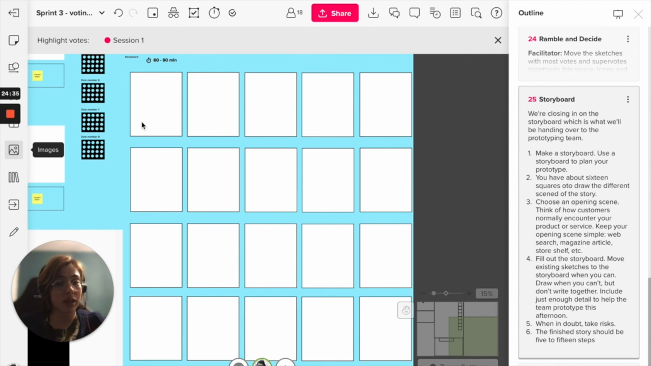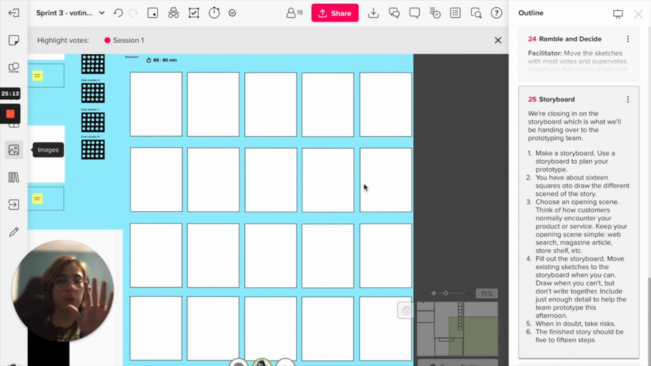Again, if you decide to rumble and you have 2 or 3 ideas, then you need to make a storyboard for each of those solutions. If you merge, then you will have only one solution and one storyboard. So this activity is the one that is going to take you most of your time. It is between 60 to 90 minutes to do. But it's also the most important one, because it's going to be the main step for the prototyping.